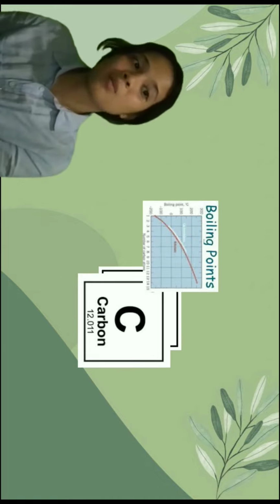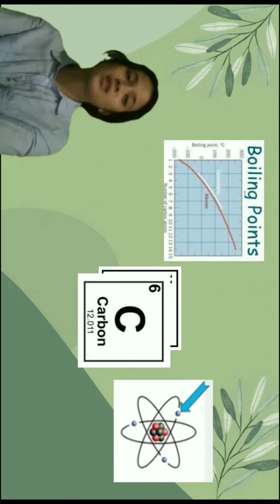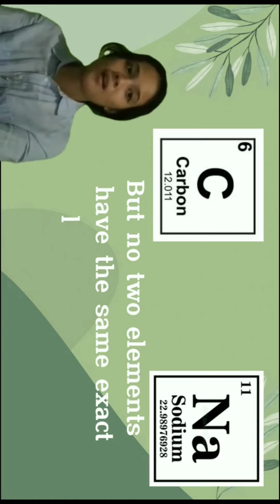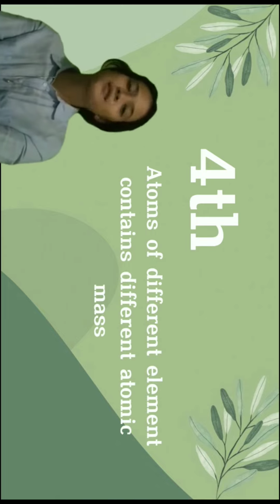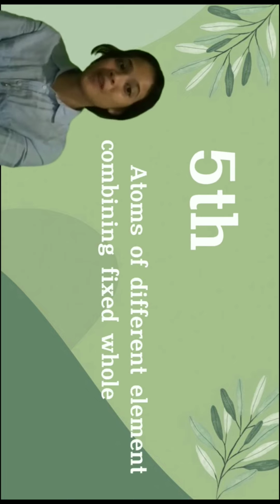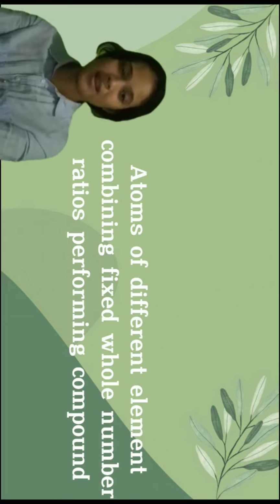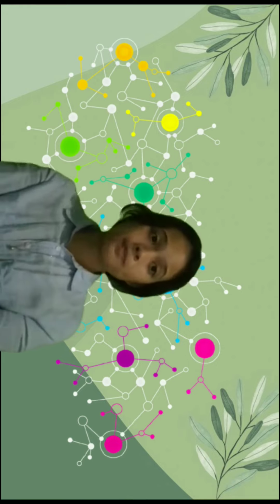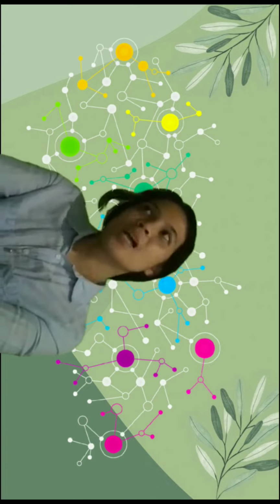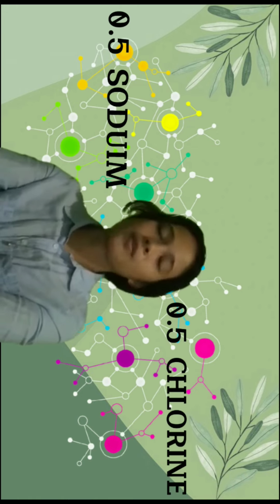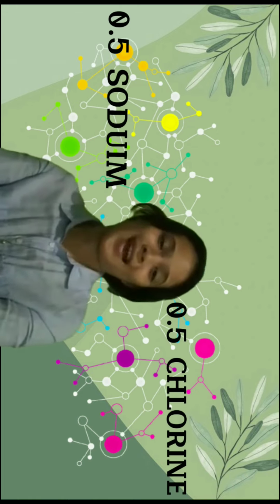Elements may share some similar boiling points, melting points, or even electronegativities, but no two elements have the same exact set of properties. Fourth is that atoms of different elements contain different mass. Lastly, atoms of different elements combine in fixed whole number ratios when forming compounds. Since atoms are indivisible, they will always combine in simple whole number ratios. Therefore, it would not make sense to write a formula such as 0.5 sodium and 0.5 chlorine, because you can't have half of an atom.